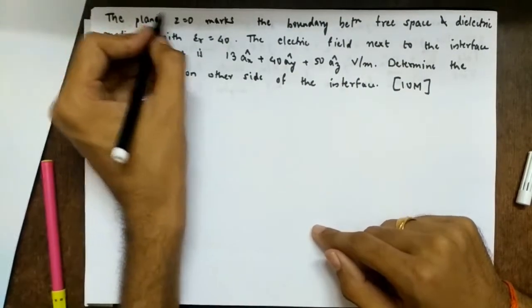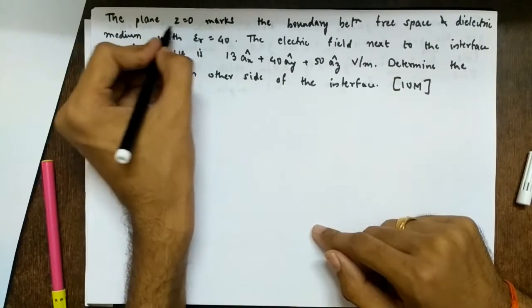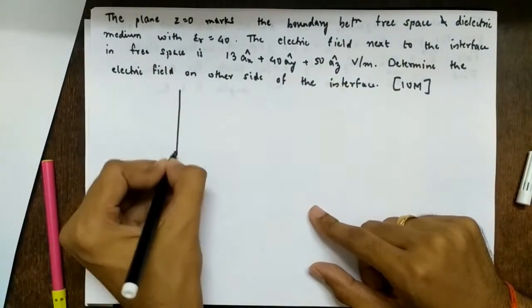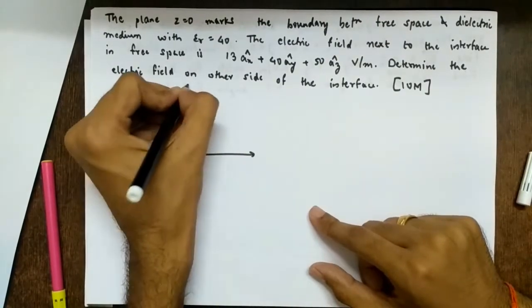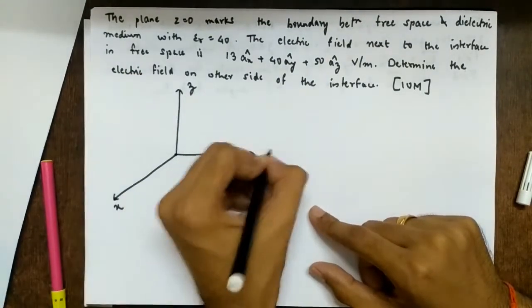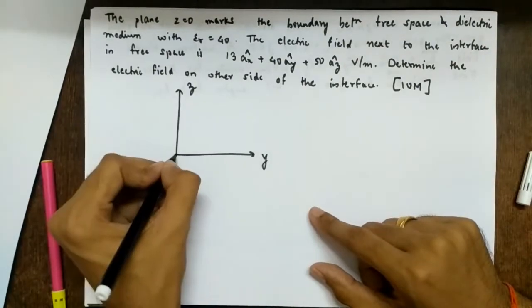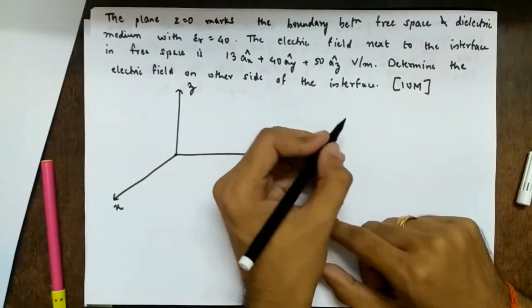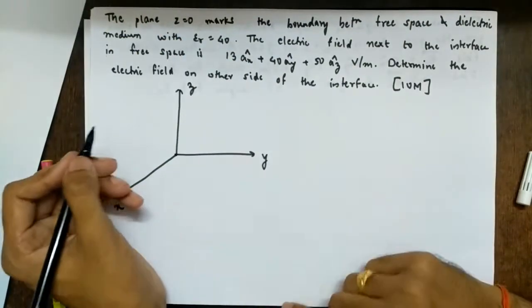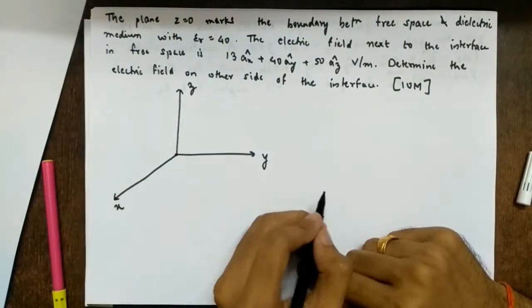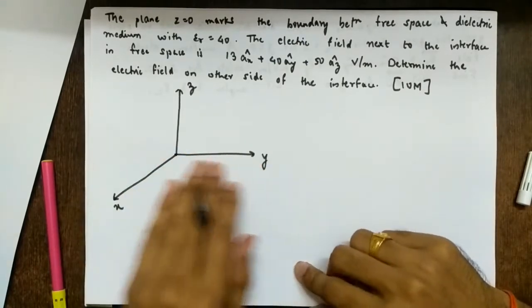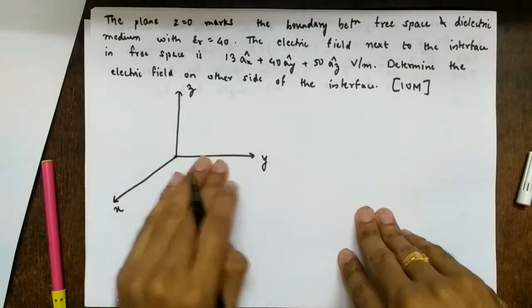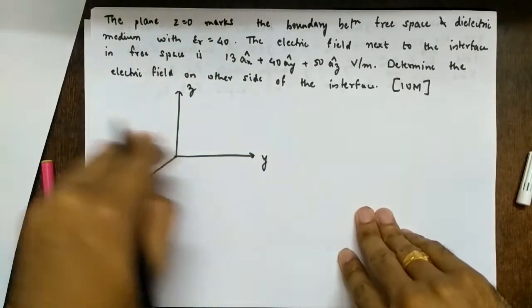So first thing we have to see is the interface. Where is it? It is at z equal to 0, right? So again let's draw the coordinate system. So this is my coordinate system, obviously this is the origin. They have said the plane z equal to 0 marks the boundary. Z equal to 0 means what? The xy plane, right? So this is my boundary.